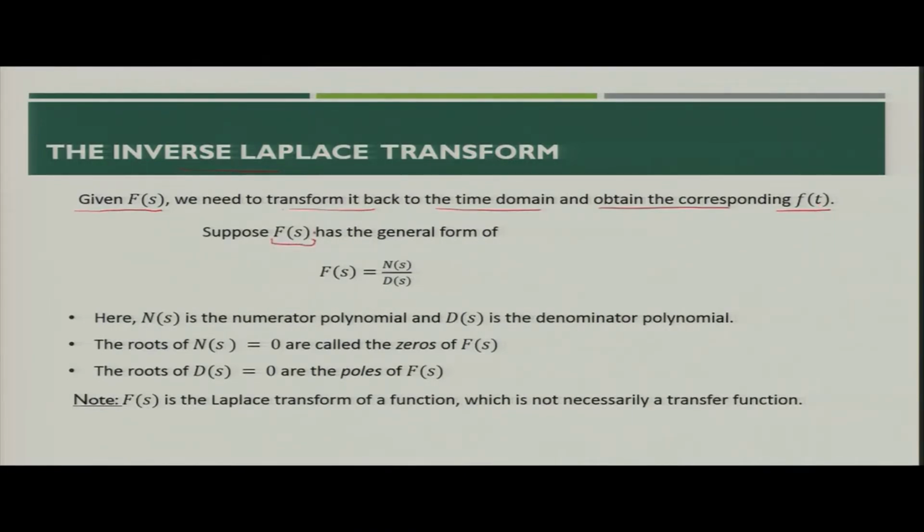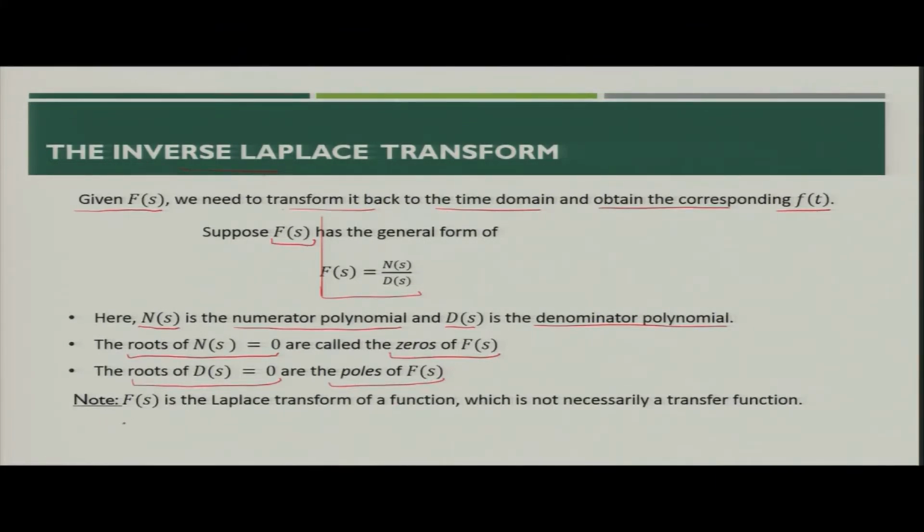So, F(s), if you have F(s) in the general form, it has a numerator function N(s) divided by D(s), where N(s) is the numerator polynomial and D(s) is the denominator polynomial. Now, roots of N(s) equal to 0 are called the zeros of the transfer function F(s), and roots of the D(s) equal to 0 polynomial are called the poles of the transfer function F(s).